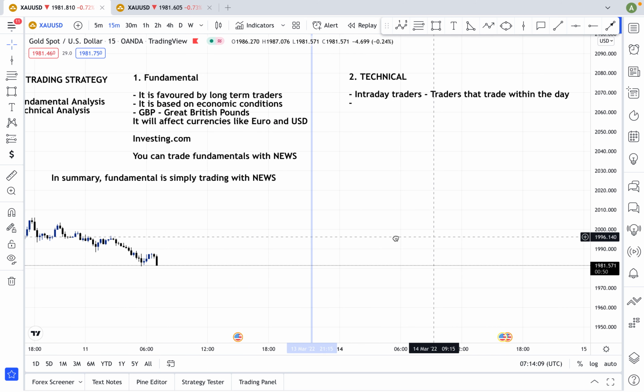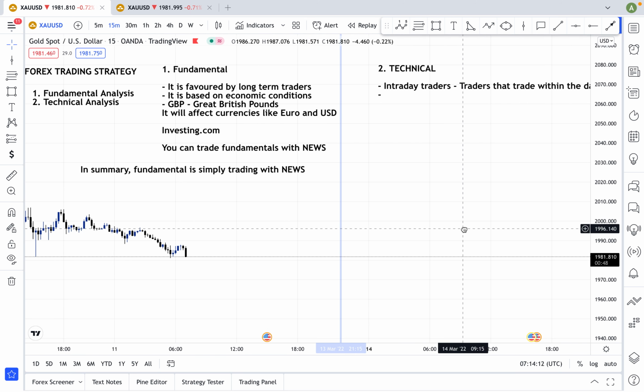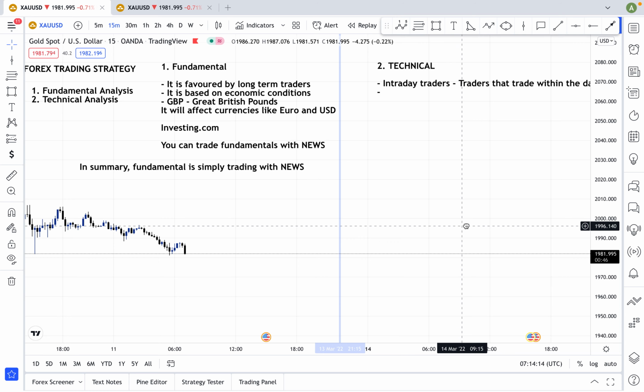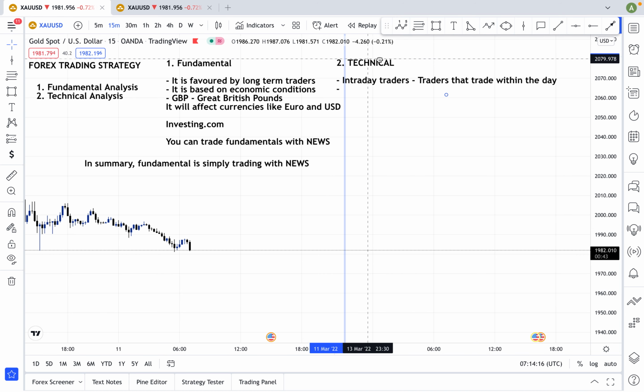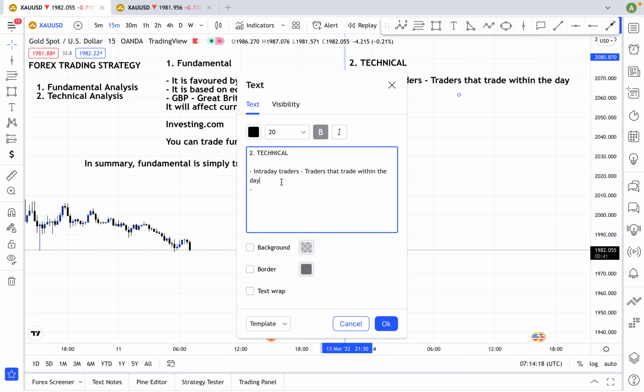Okay, I want us to be seeing this thing. I don't know where it's going now. Okay, better still, let me move it here. This kind of trader, they deal with price.